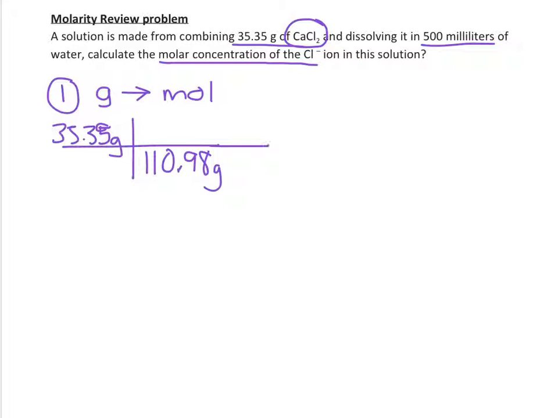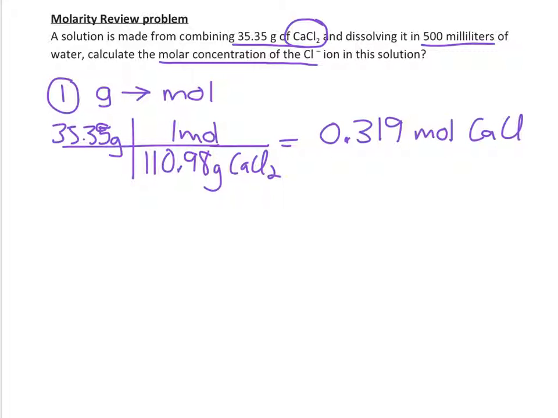You figure that out by adding 1 calcium and 2 chlorines. Okay, and you do that division and you get 0.319 moles. And this is moles of calcium chloride. You can just leave it like that. You don't have to put it in scientific notation because it's not our final answer.